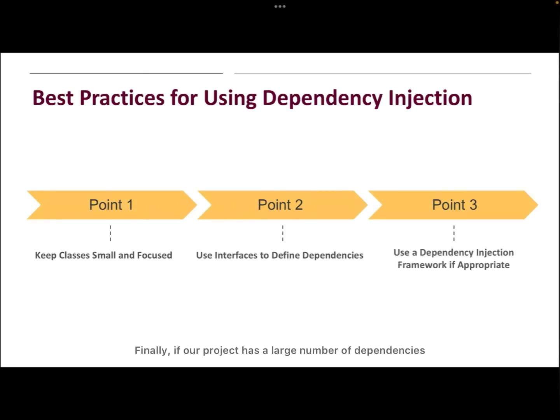Finally, if our project has a large number of dependencies, we may want to use a dependency injection framework to simplify the process of managing them. Frameworks like Spring and Dagger provide a centralized way to manage dependencies, making it easier to configure, manage, and test our code.